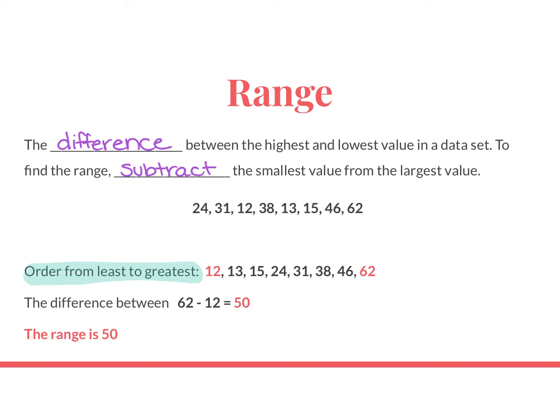Next, we will want to identify our smallest value and our largest value. Our smallest value is 12 and our largest value is 62 for this data set. So we will want to find the difference between these two numbers. When we subtract 62 minus 12, we get 50. So the range for this data set is 50.